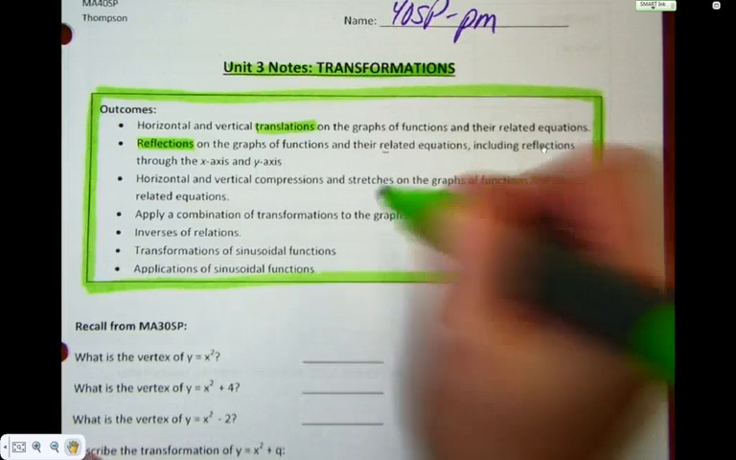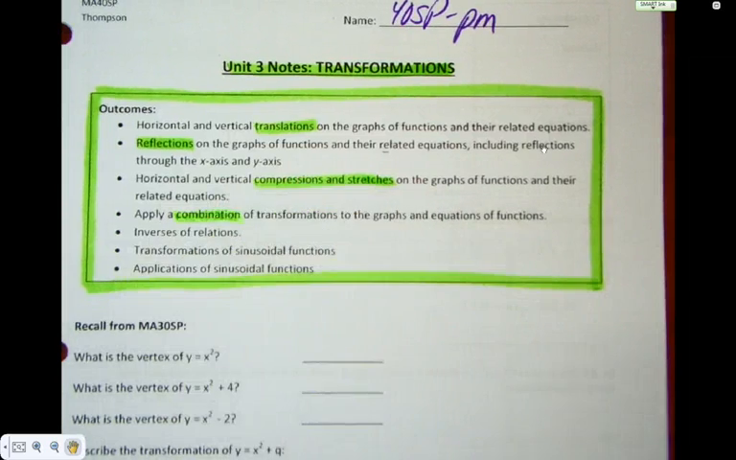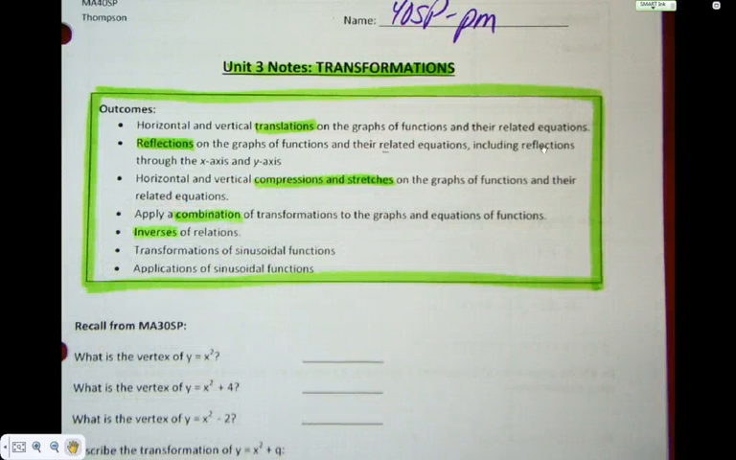Then we're going to do something called compressions and stretches. So we're going to take graphs and pull on them and squish them and sit on them and yank on them. We're then going to combine those 3 into one. Then we're going to show you a new kind of function that's called the inverse function. It's pretty cool.